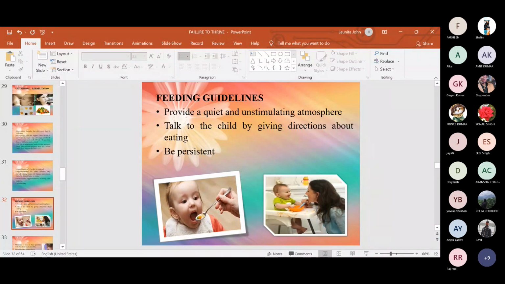Then be persistent. You have to be persistent, means constant रहना है. ऐसे नहीं कि आज you are sitting with the baby, giving a quiet and unstimulating atmosphere, giving direction, tomorrow you are not giving, then again the third day you are giving. Then the baby will not be in a sequence, and will not be used to the particular thing. So these are the 3 points you'll remember.